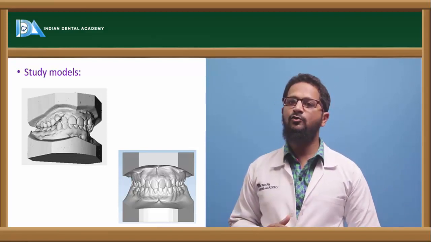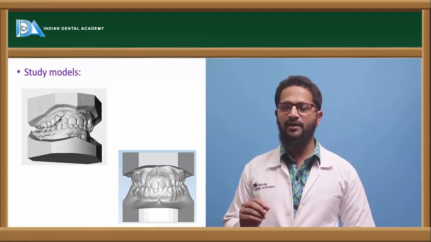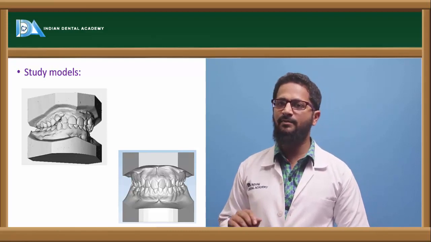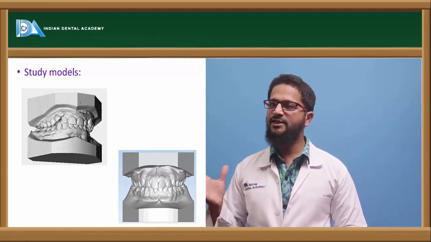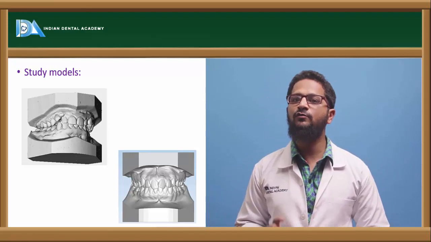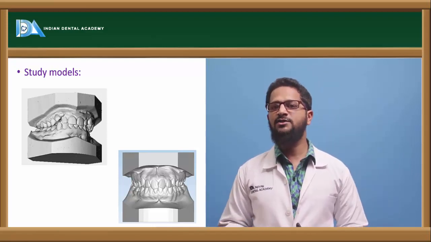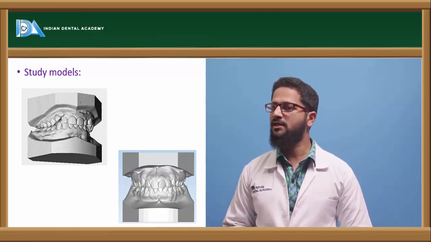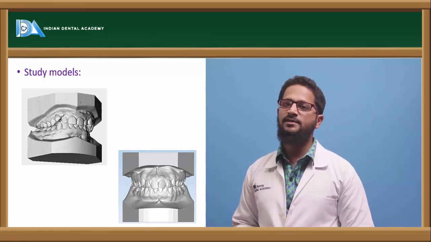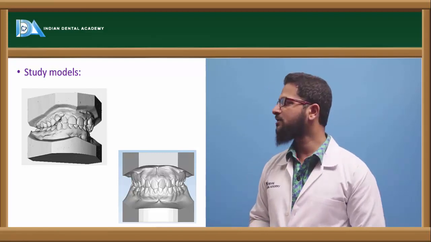We can do it with a very mild grit sand paper. We can do the trimming and then it has to be soaked in soap water for at least 1 hour. After that, it is removed, it is dried, and with the help of a buff, polishing is done. This will result in the development of very good study models.